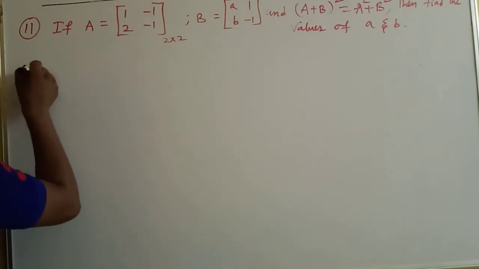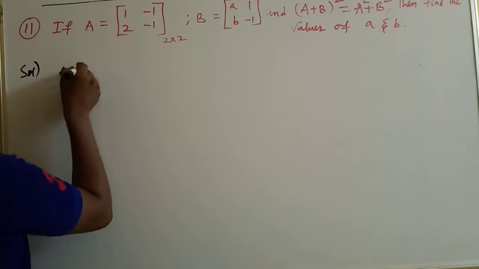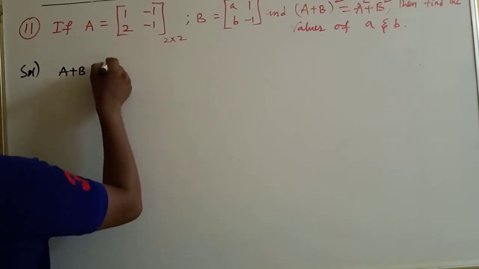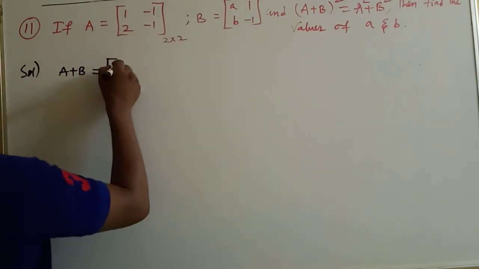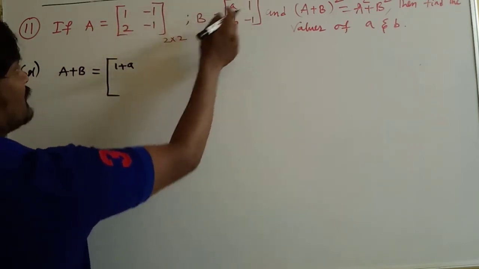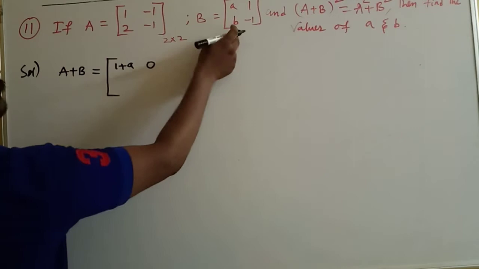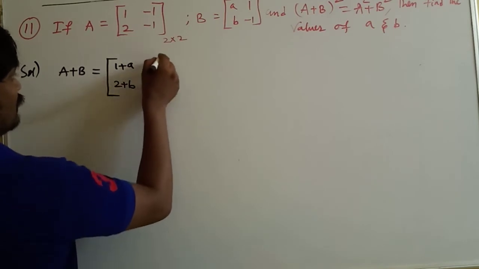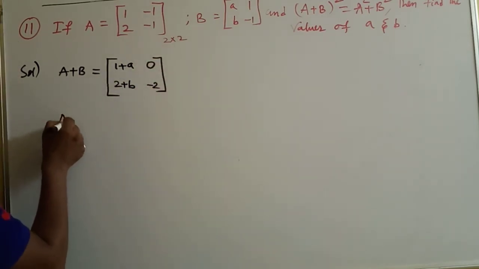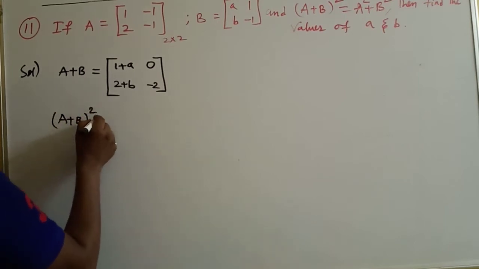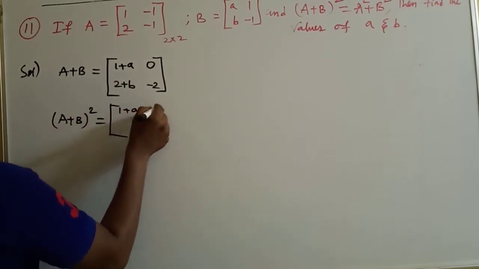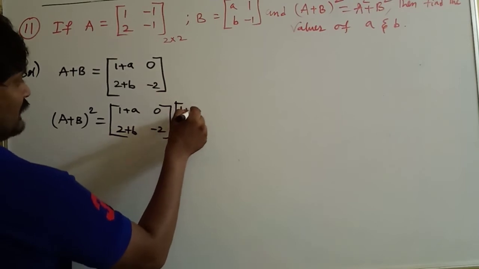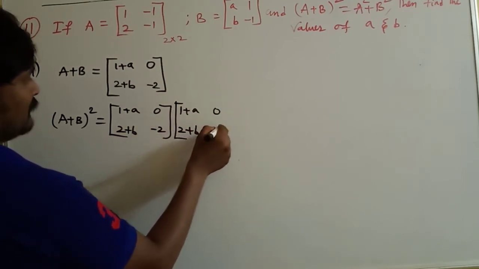So first, A plus B. (A plus B) whole square means first find A plus B. So what you get? Directly I am writing 1 plus a, minus 1 plus 1 is nothing but 0, 2 plus b, minus 1 minus 1, that is nothing but minus 2. Okay, next (A plus B) whole square means multiply twice: [1 plus a, 0; 2 plus b, minus 2] again [1 plus a, 0; 2 plus b, minus 2].